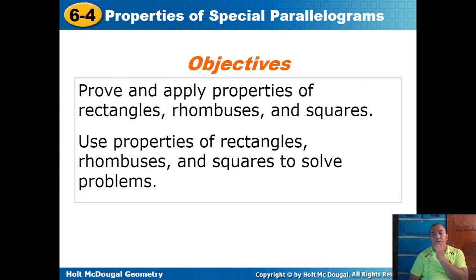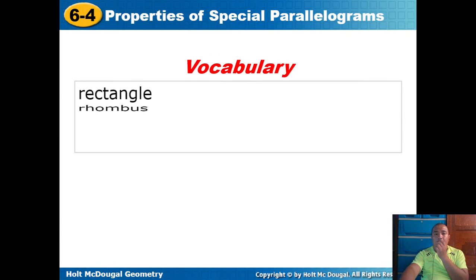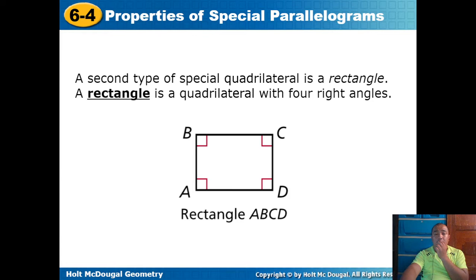So for the objectives: prove and apply properties of rectangles, rhombuses, and squares, and use these properties to solve problems. Actually, these are the special parallelograms: rectangles, rhombus, and square. So what are the vocabulary for this topic? Rectangle, rhombus, and square.